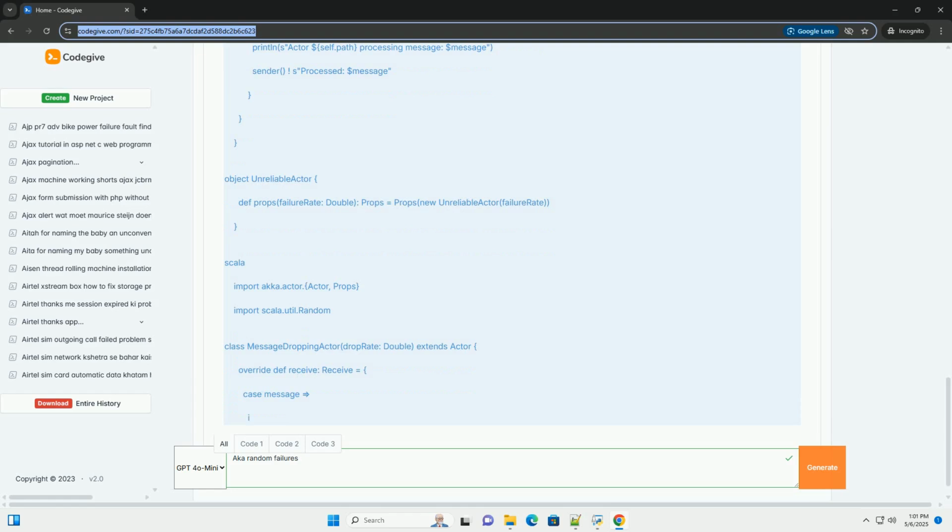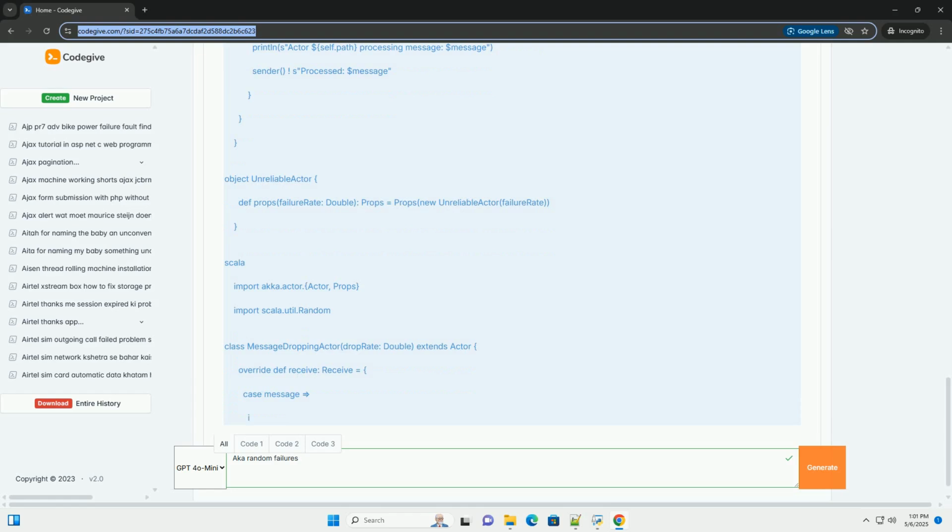Actor crash during processing. Use the unreliable actor pattern to randomly throw exceptions while processing messages. Test your supervision strategies to ensure that the actor restarts correctly and continues processing. Message loss. Use the message dropping actor pattern to randomly discard messages. Test that your system uses acknowledgements, retries, or other mechanisms to ensure that messages are eventually delivered.